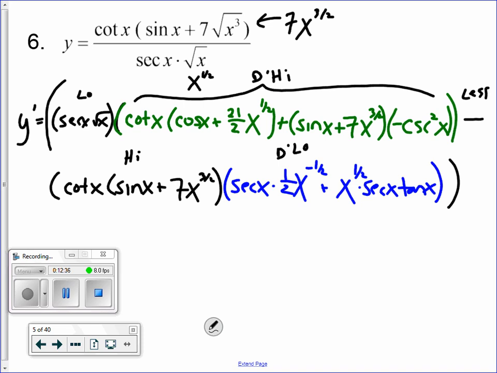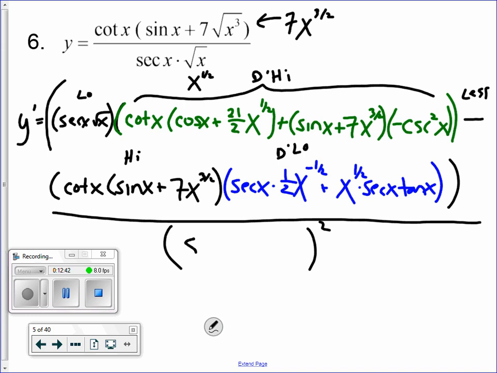So we're not done. Remember, with the quotient rule, it has to all go over the denominator squared. Secant x times x to the half, or square root of x. And that's it. Please don't try to simplify. Okay. So 2 product rules inside of a quotient rule.